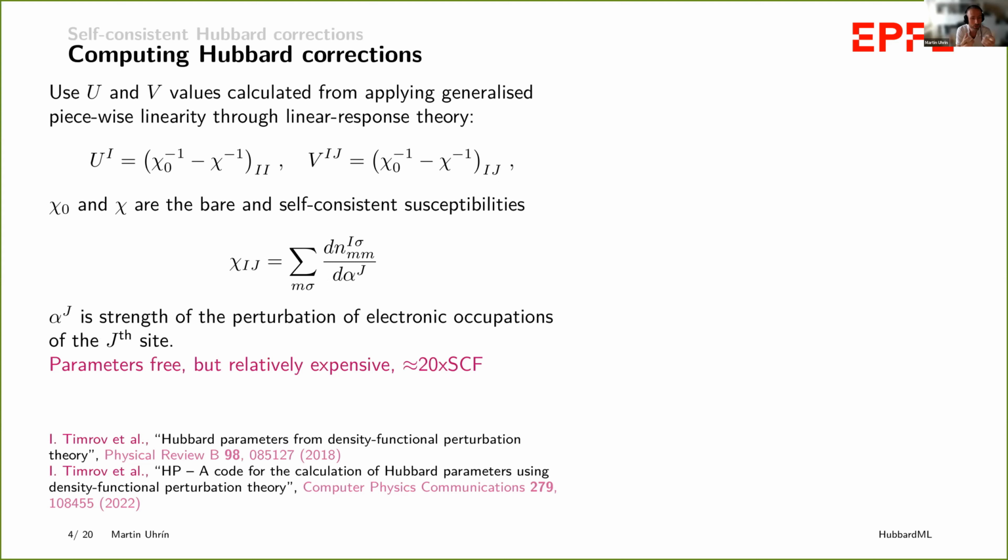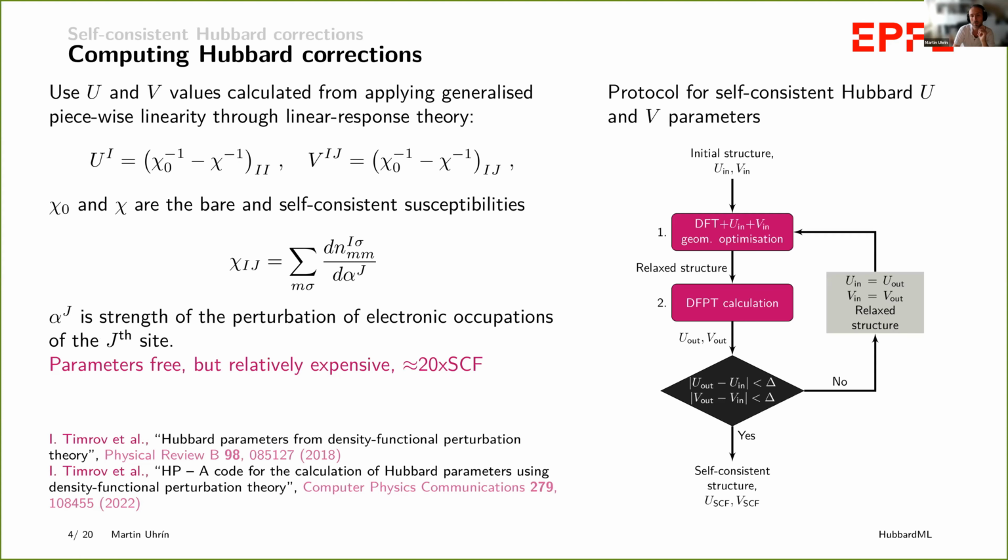And if you do this, this is largely parameter free. There is, of course, the choice of which orbitals to project onto, but other than that, there's no parameters. But such a calculation can cost you on the order of 20 SCF calls, so it's not particularly cheap. And in addition to that, you also have the self-consistent loop that you want to do. So even if you know some initial guess that you've got from somewhere, you still want to check that this guess is reasonable, and you're going to have to go around this loop several times.